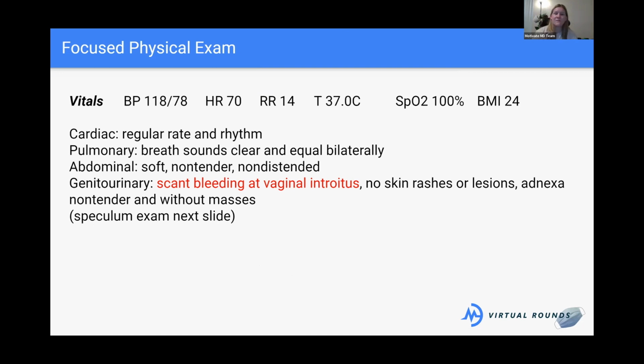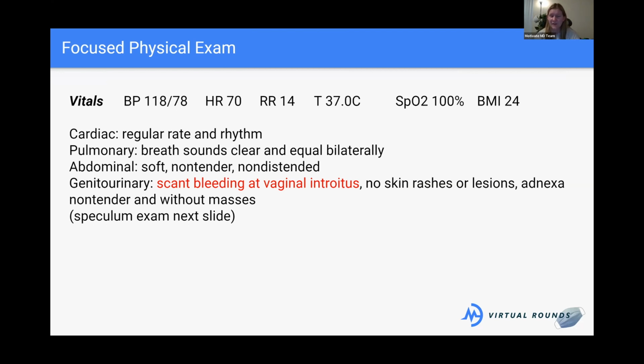So I really just wanted to focus you guys in on the genitourinary exam here. I will just say that all of her vitals are normal, so I won't make us go through and read those, unless you're curious, and then I can explain more about that. But all of her vitals are normal, and her entire cardiac exam, pulmonary exam, and abdominal exam are all totally normal. So no abnormal findings.